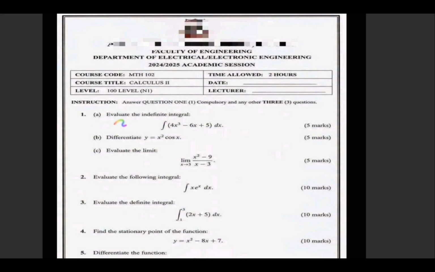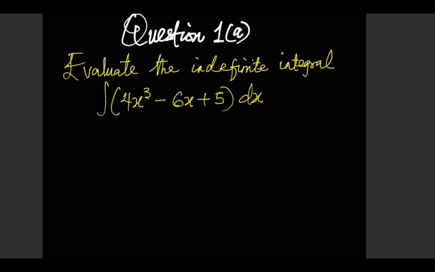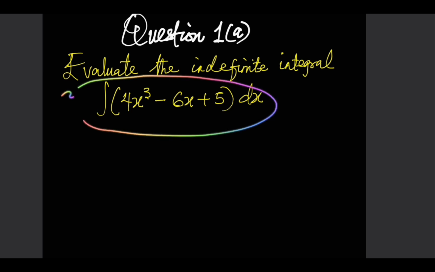Question 1A says, evaluate the indefinite integral. Now you can see that this question is having 5 marks. Integral of 4x cubed minus 6x plus 5 with respect to x. Now let's get started with the solution. The question says we should evaluate this integral.